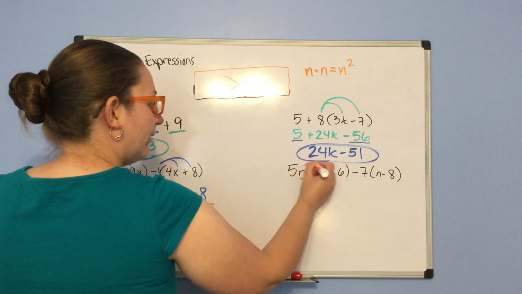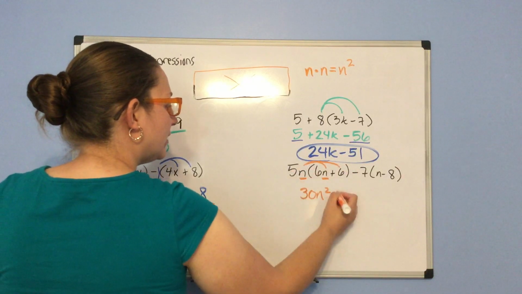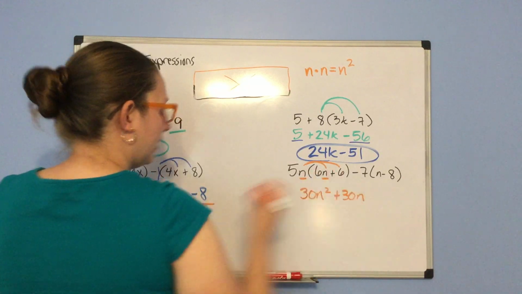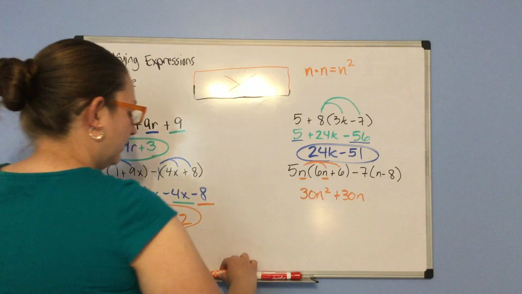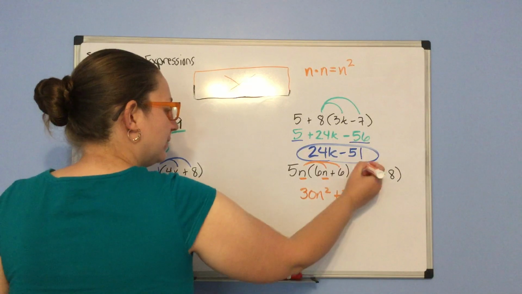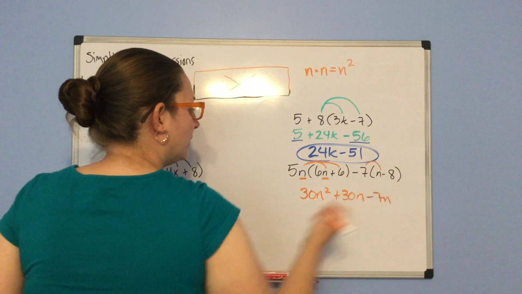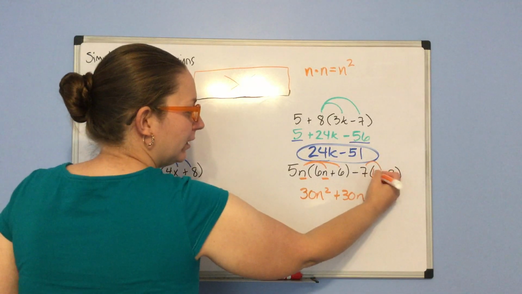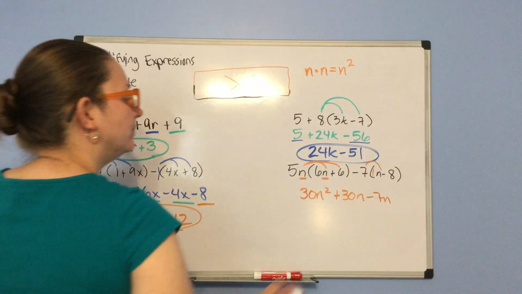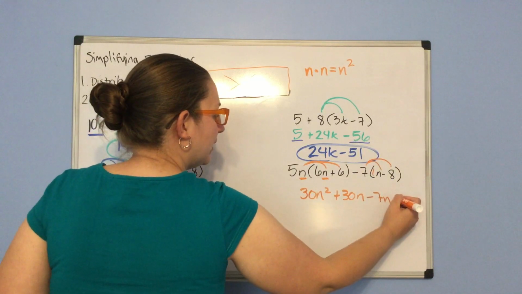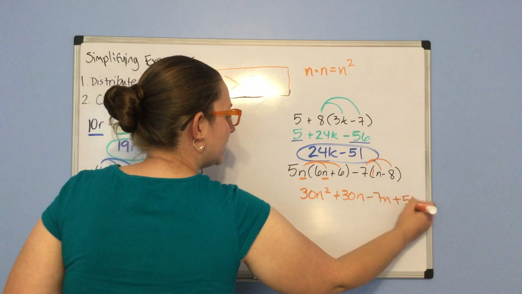Keep going. 5n times 6. 5 times 6 is 30. And then we just have the one n here, so just 30n. Taking care of our other set of parentheses. -7 times n is -7n. By the way, you could have written a 1 in here if that helps you out, totally optional. -7 times -8. Negative times negative gives me a +56.